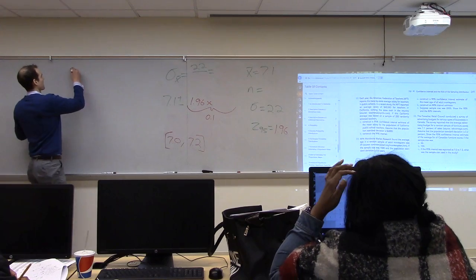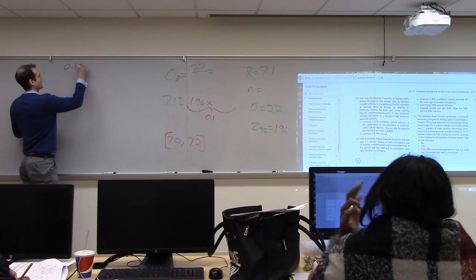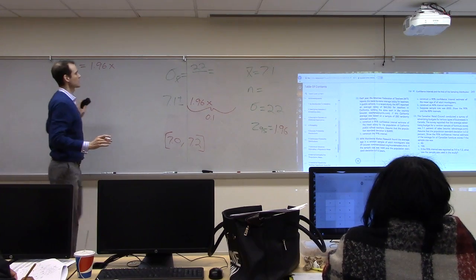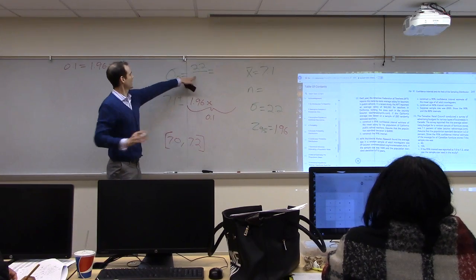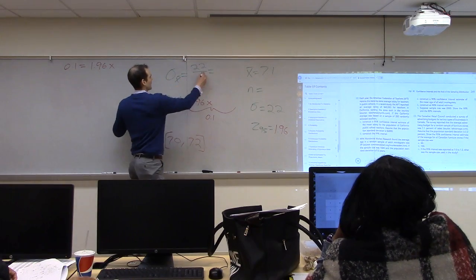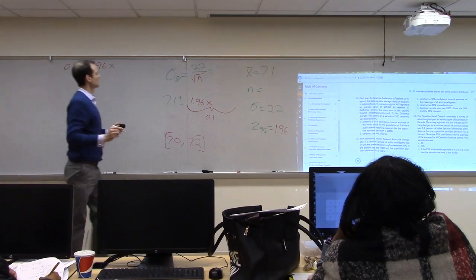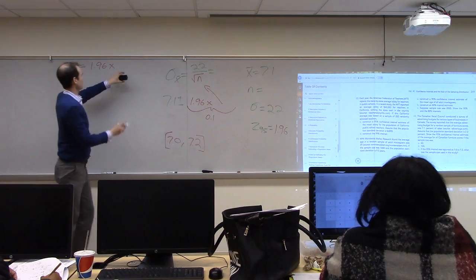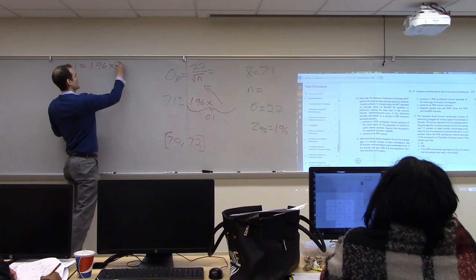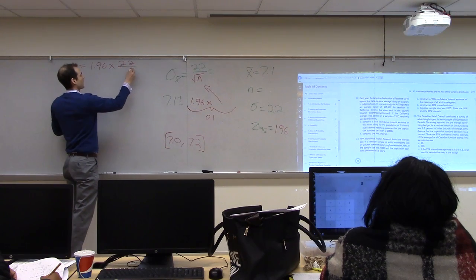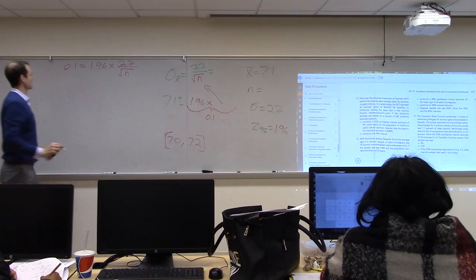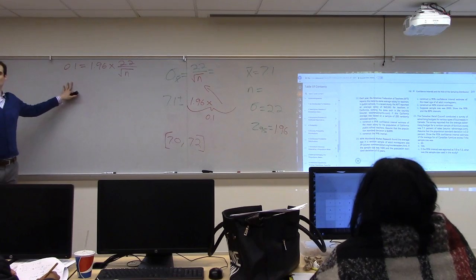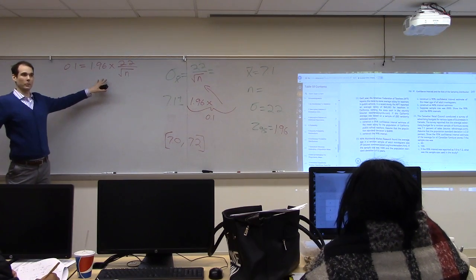Let's say 0.1 equals 1.96 times this. This is our standard error, divided by the square root of n. So let's put what we know about our standard error right here: 2.2 divided by the square root of the unknown n. So now we have an equation with one unknown. And we just do some cross-multiplying algebra and we figure it out.